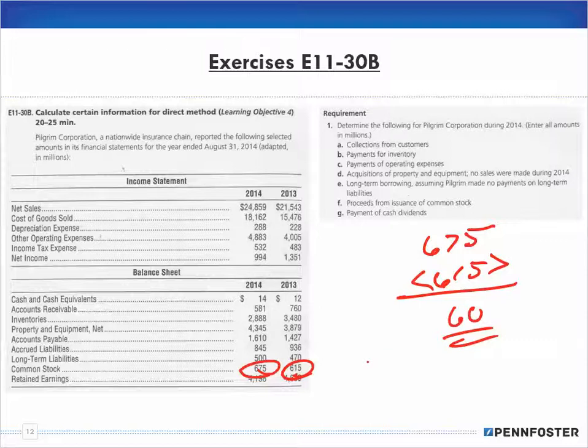What's the change between 2013 and 2014? Remember, as we were going through these calculations, it's determine the following during 2014. So it's asking what was the change for the period. That's what we're determining. All right, pause the video. I'm erasing this.